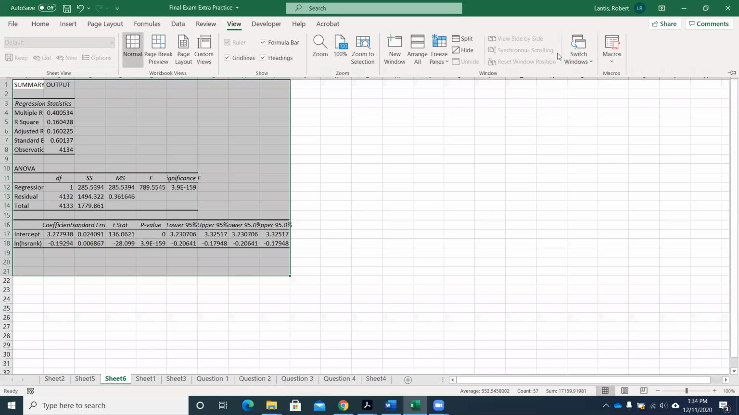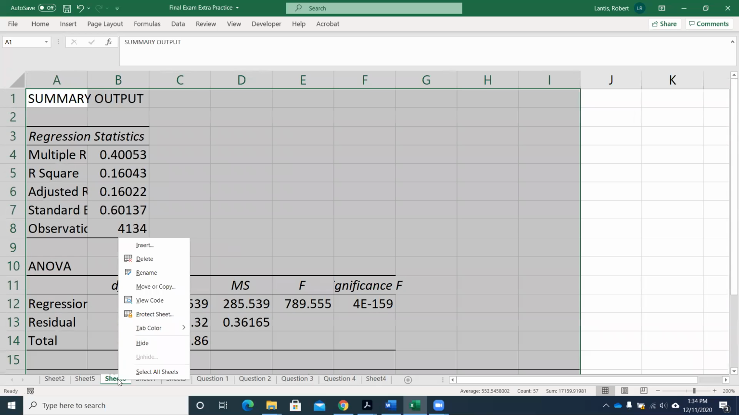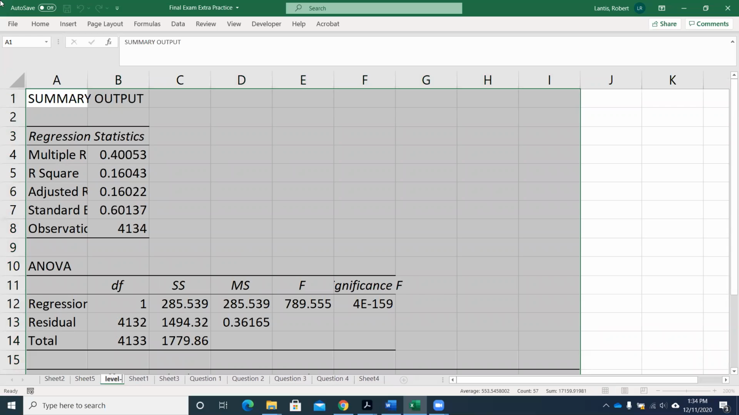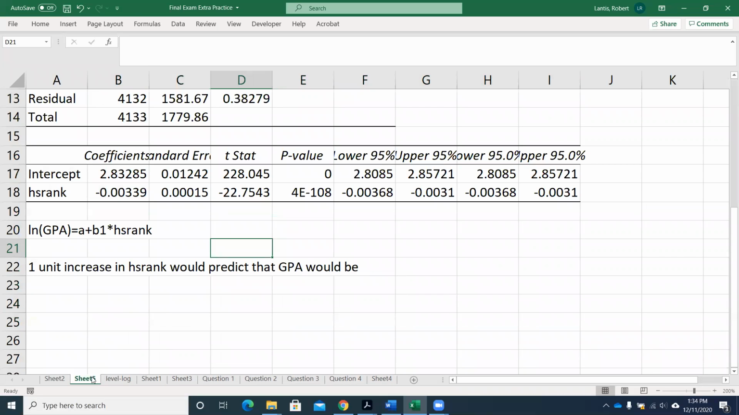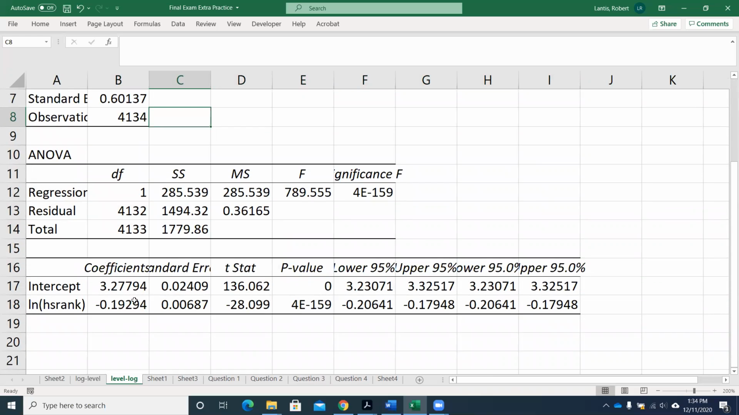Now I've got this, so I'm going to zoom in, and I'm going to label these so we know what we're looking at. So this was the level log. Was it sheet 5? Yeah, sheet 5. This is where we did the log level. So there's one difference between these two types of regressions. One of them, we have to multiply by 100. One of them, we have to divide by 100.